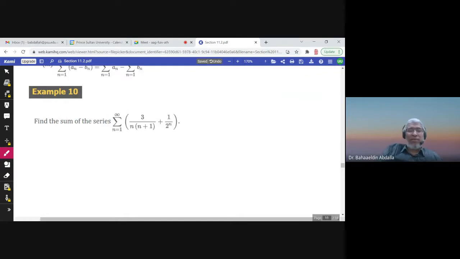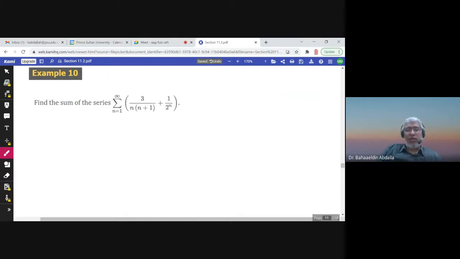Find the sum of these two series. When he says find the sum, it means that these two series must be convergent. So the sum of the two series would be the sum of the first one plus the sum of the second one. You can deal with them as two different series.